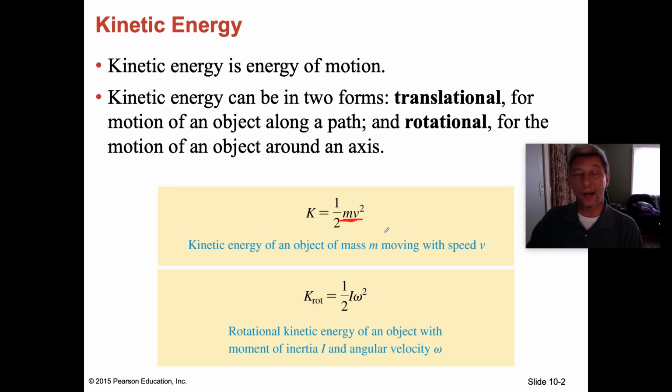Now, kinetic energy can exist in two different forms: translational, for the motion of an object moving along a straight line path, and rotational for the movement of an object around an axis. If you look carefully at the yellow box down here, notice that this formula is the formula for rotational momentum, the moment of inertia times omega, which is the rotational velocity or angular velocity. So 1/2 I times omega squared.